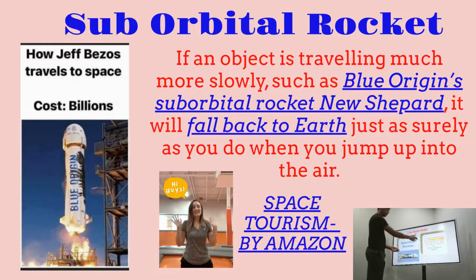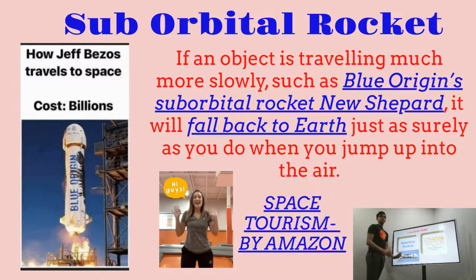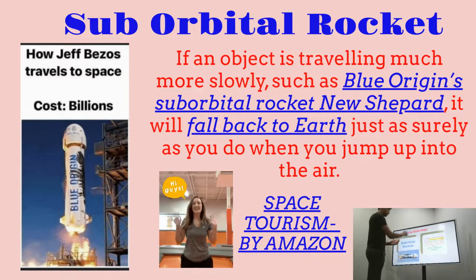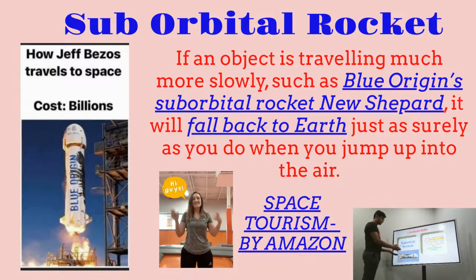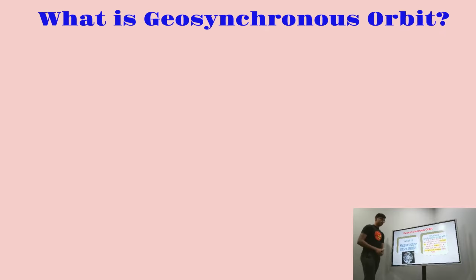So as we said in this slide, as you jump into the air and come back down, that's the point of this rocket. As soon as you go up, shortly later you're going to come back down. So that's basically the plan of Amazon for their New Shepard rocket, and this is a picture of how it looks. So now we're going to be covering what a geosynchronous orbit is.